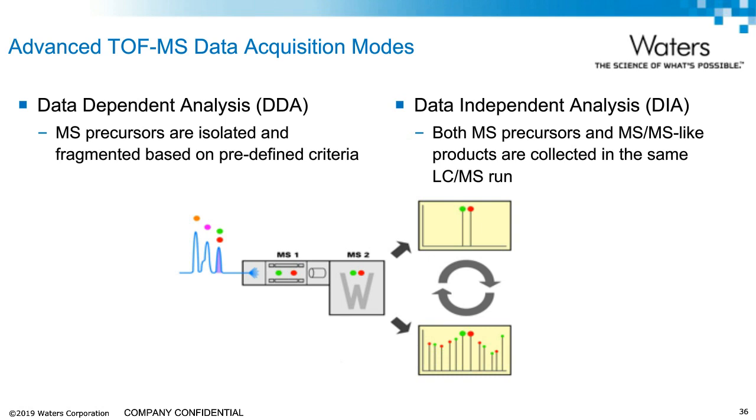Data-independent analysis, or DIA, collects data on precursors and products throughout the LC-MS run, typically by alternating between MS and MS-MS-like modes. The data system then uses algorithms to assign product ions to the correct precursor ions.